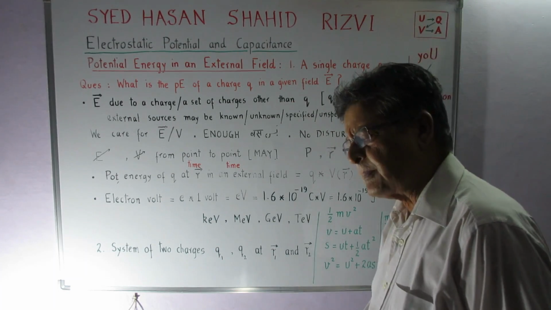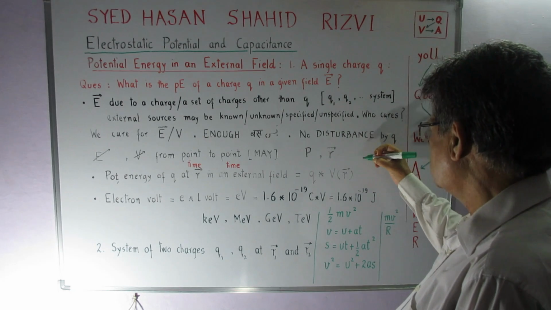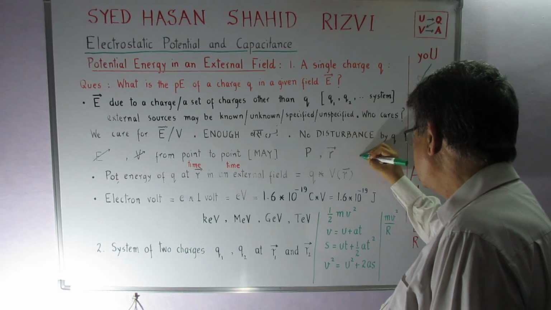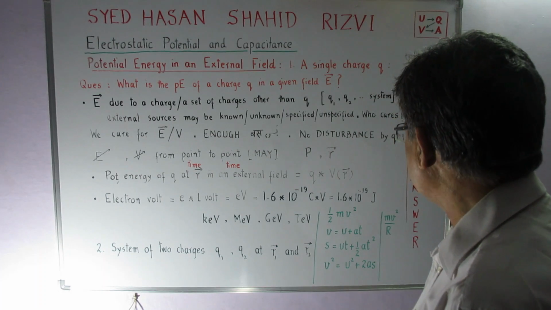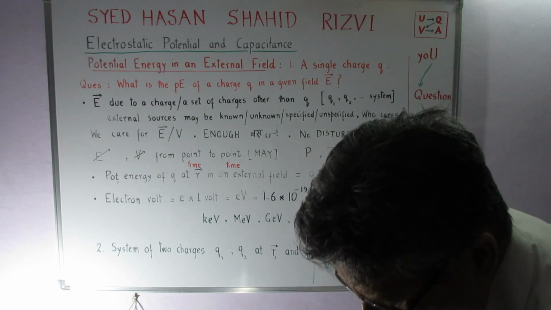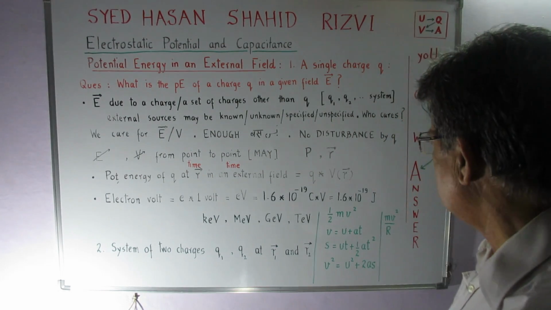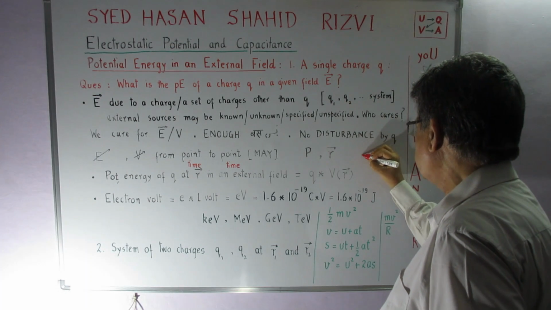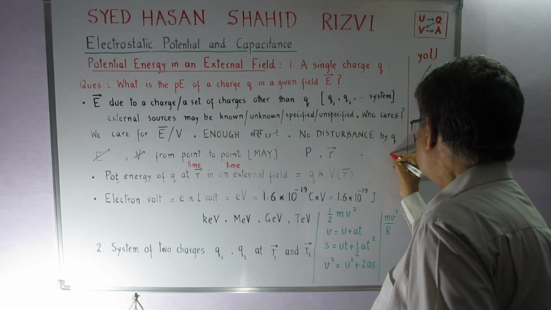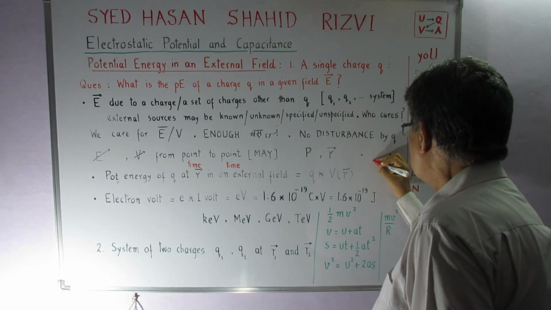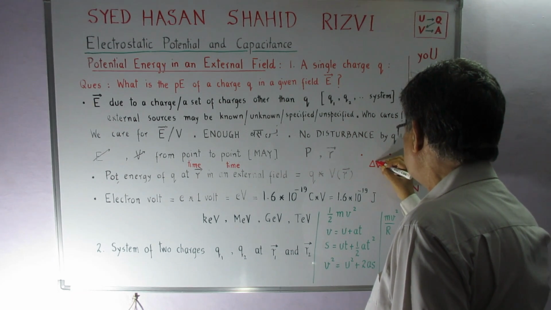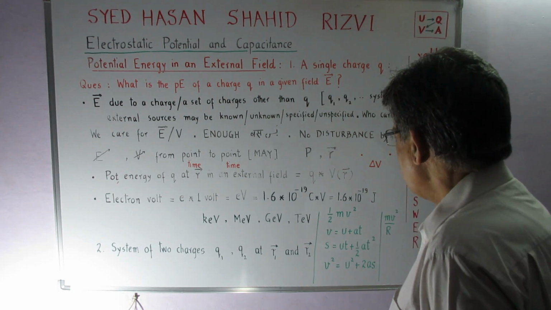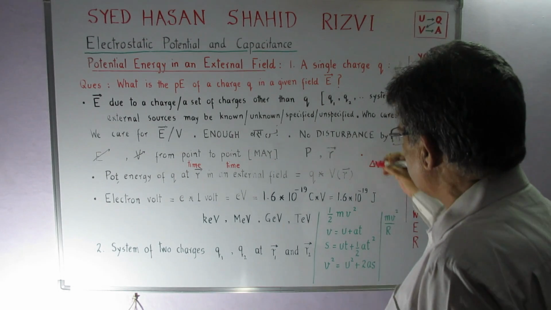So what is basically happening? Suppose I have a small region wherein we can have a potential difference. I have a potential difference, delta V. And let this charge be positive.